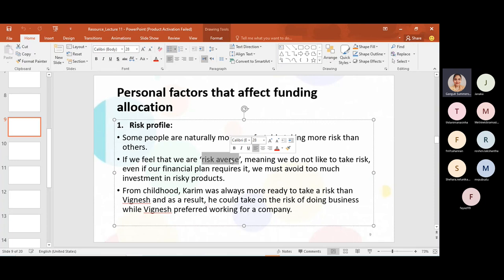Karim and Vignesh. Karim is the one who runs the business and Vignesh is the one who works in a company. Okay, so when you compare these two people's risk profile, you can see that Karim is someone who is ready and willing to take risks. Okay, so that is why he started up his own business.